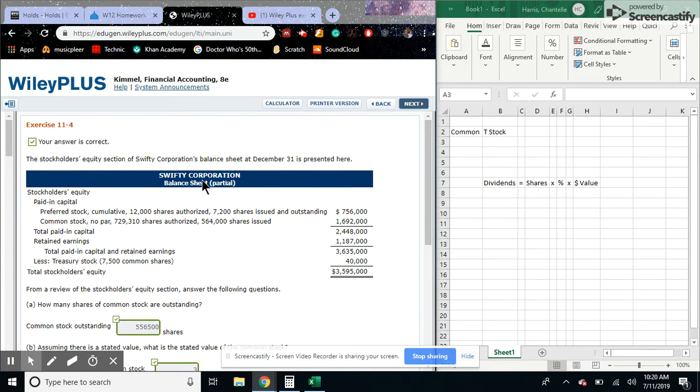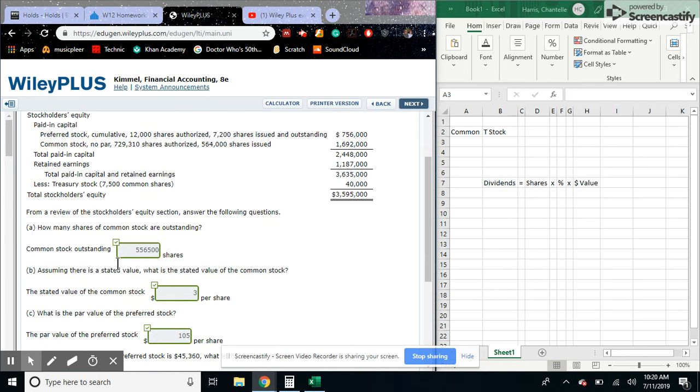So looking at the problem, I've gone through and made sure that I have it correct to start with. We're looking at the stockholders' equity of Swifty Corporation's balance sheet on December 31st. Stockholders' equity lists paid in capital, preferred stock, cumulative, 12,000 shares authorized, 7,200 shares issued and outstanding. Common stock, no par, 729,310 shares authorized, 564,000 shares issued. And then it has total paid in capital, retained earnings, and then it gives the sum there. Then you have less treasury stock, which is 7,500 shares. Those numbers are pertinent to our first question.